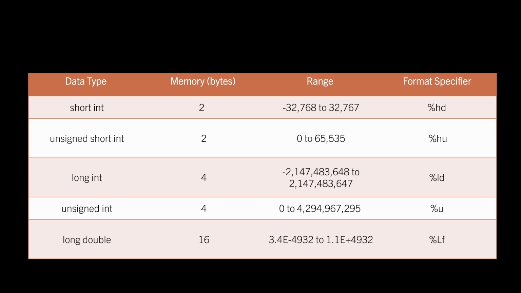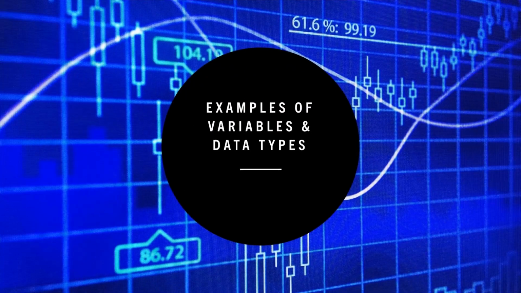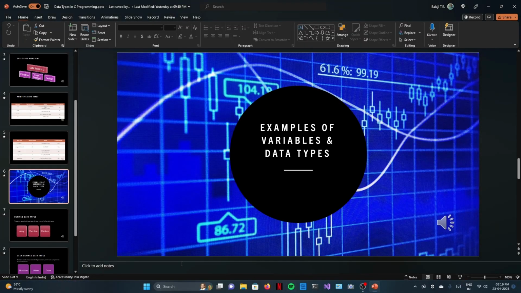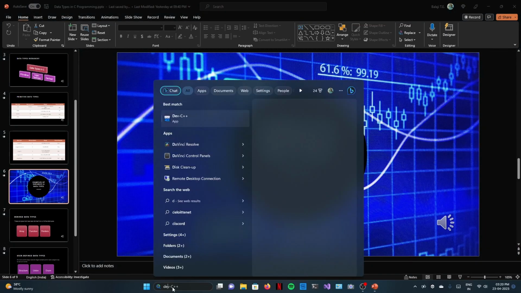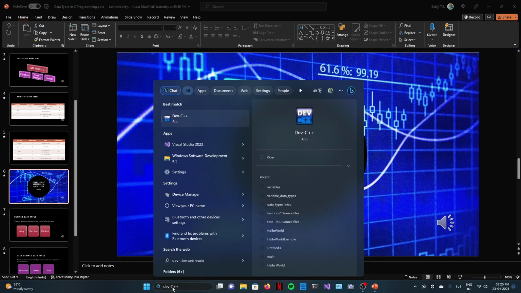Now that we have completed all the primitive data types, let's move on and look at examples of variables and data types. So I will show you how to code and declare variables and use data types and print some output on the screen. So we are going to exit the presentation and we are going to search for Dev C++.